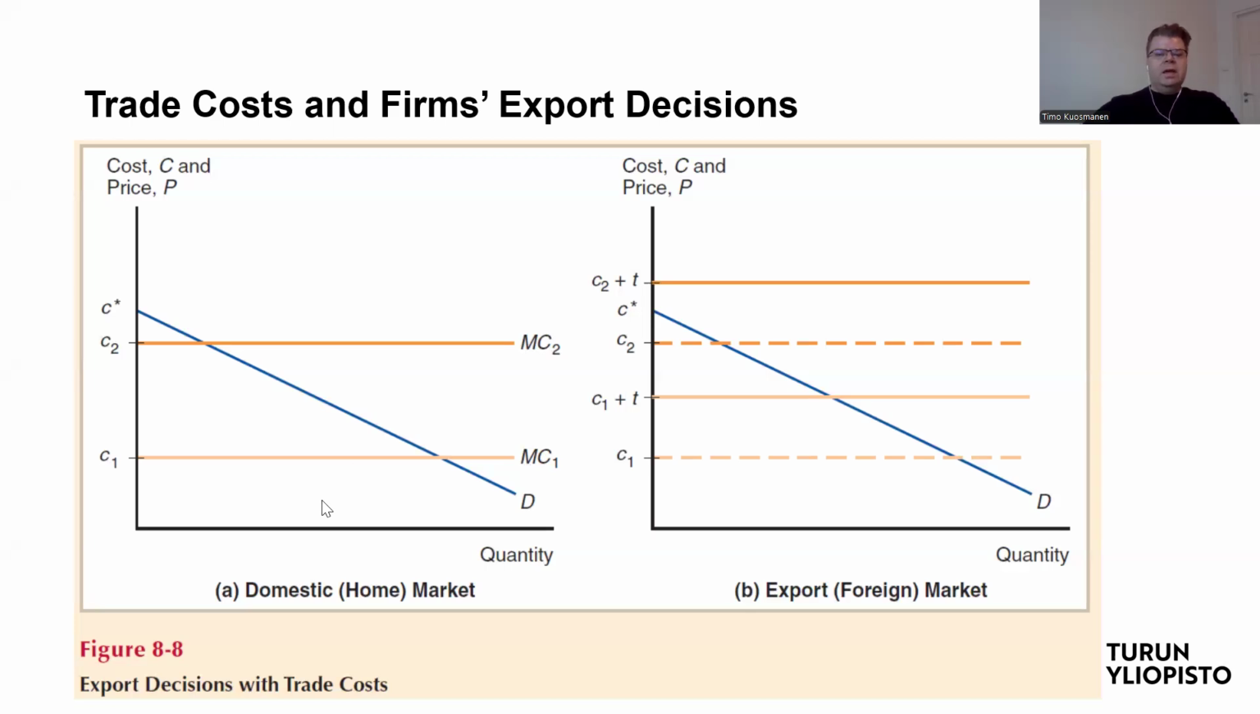Remember that in the case of the external economies of scale, for example, this marginal cost could be decreasing as the quantity increases, but in this case we don't have any external or internal economies of scale or diseconomies. So we have just a constant marginal cost, just for the sake of illustration. So we have two companies.